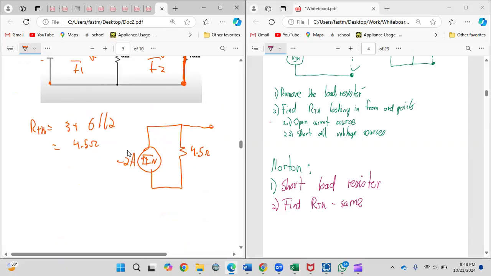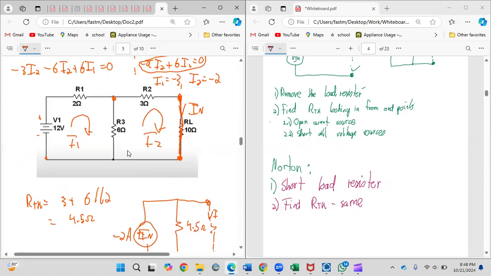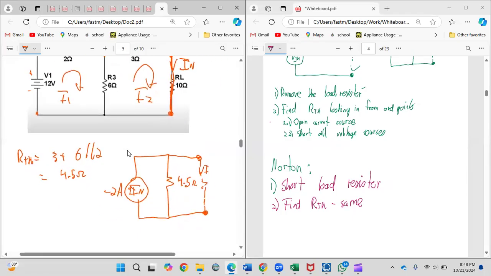So now you have your circuit, IN and R Thevenin, and you can now add in resistors in between here, and you can get what the current or the voltage change will be. So in this case, I'll give you the current. So this will be your I, right? And that's it. That's basically Thevenin and Norton in a nutshell. Alright, so I'm gonna pause the recording.